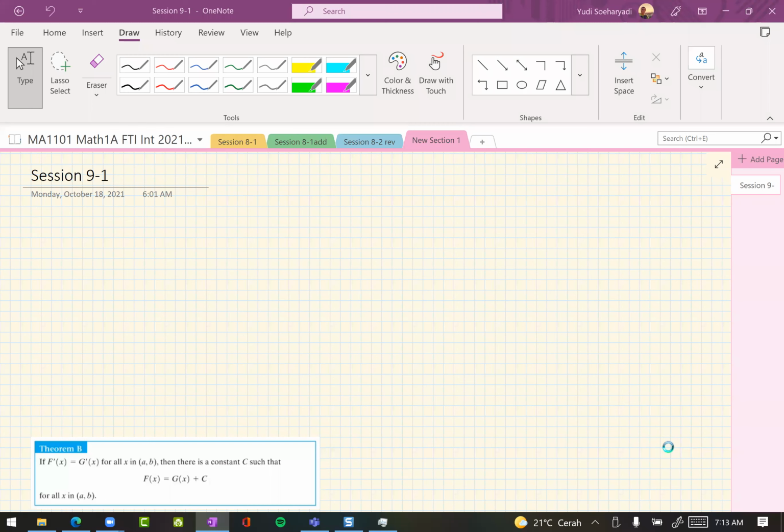So that's the main idea we would like to discuss for the rest of the semester. So the problem is: find the inverse of differentiations.